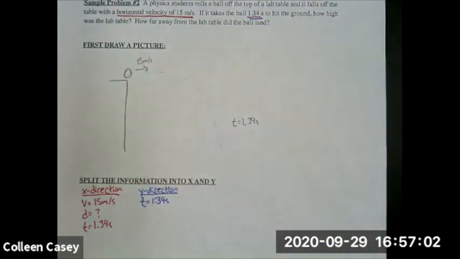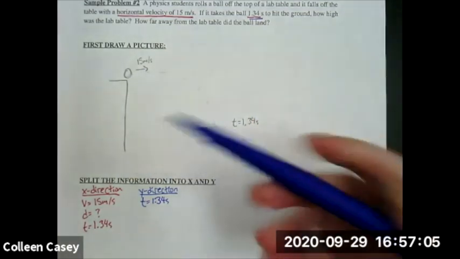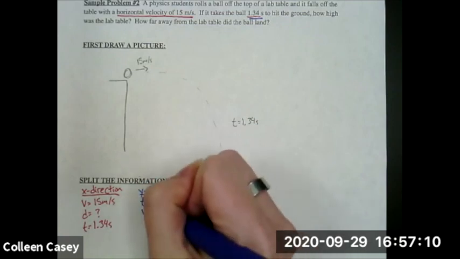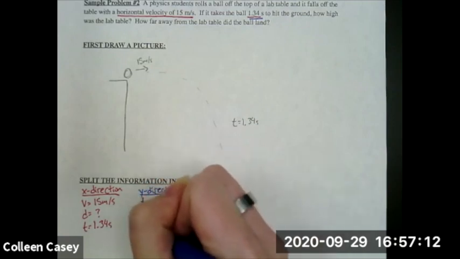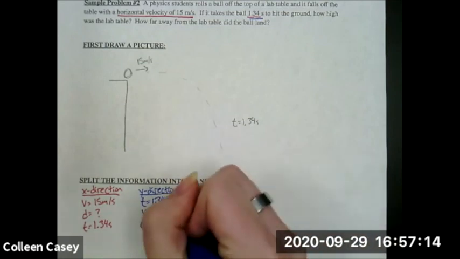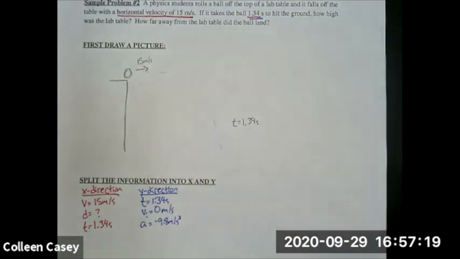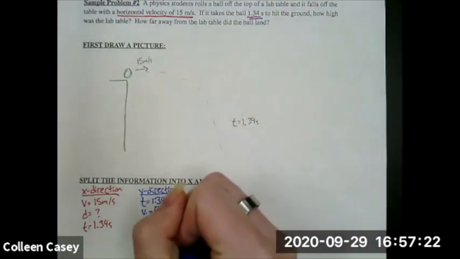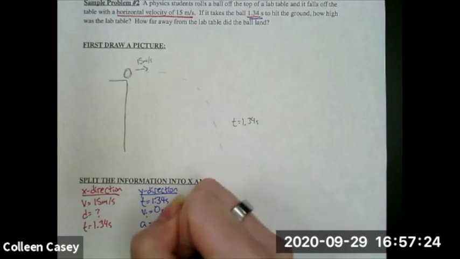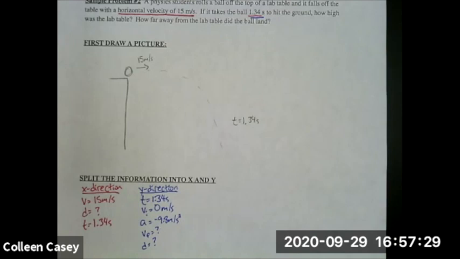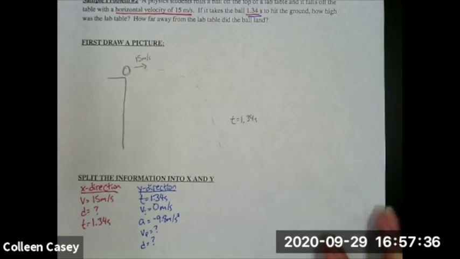Since this is the same as if the ball just dropped straight to the ground, I know that the initial velocity is 0 meters per second. I know that the acceleration is the acceleration due to gravity of negative 9.8 meters per second squared. I do not know the final velocity, and I do not know the distance. So now I've got all of my information in 2 different colors. Maybe that is helpful for keeping track of what's going on.